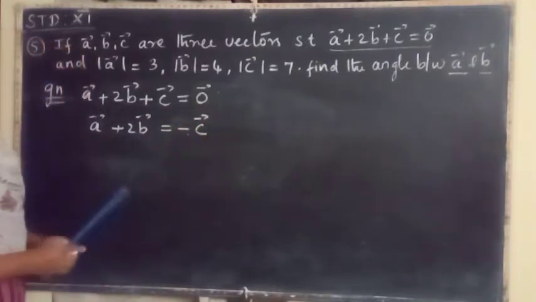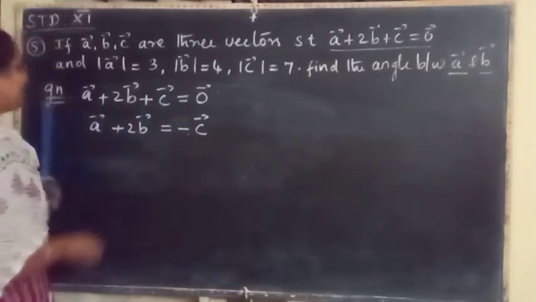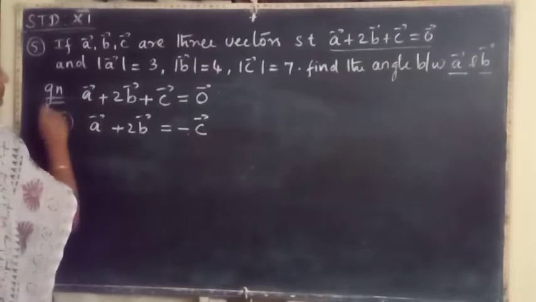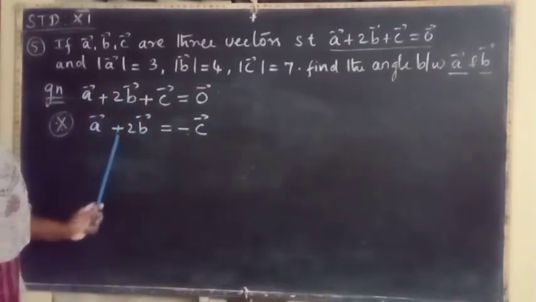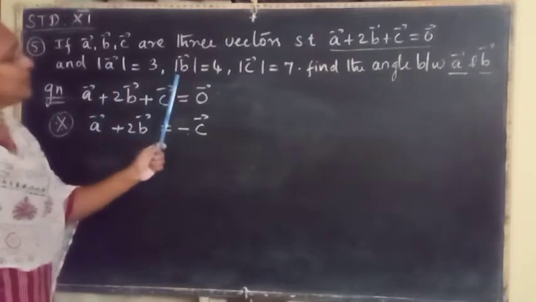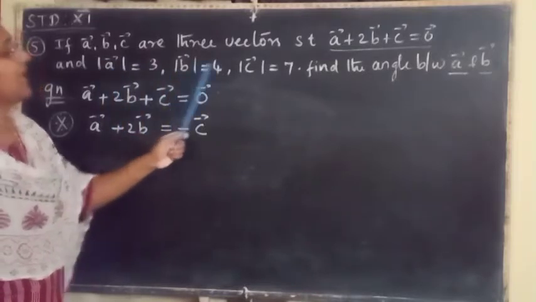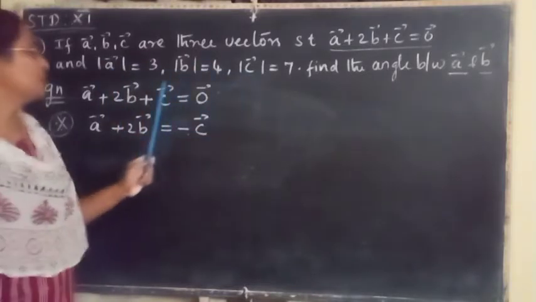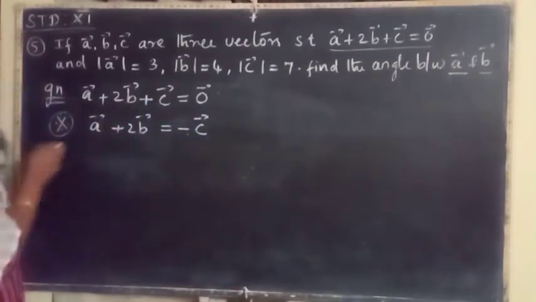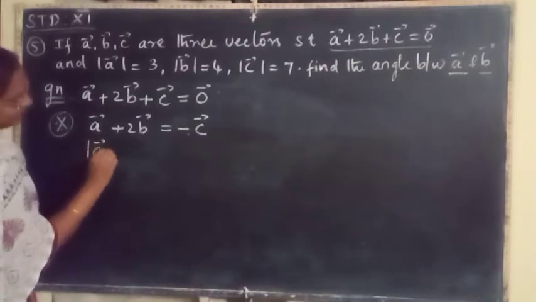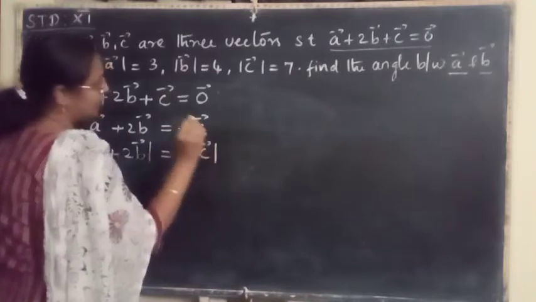Now we are going to make some modifications in this step, which is going to be a very important keyword for you. What is the clue now? Look into the values given here. It is given for modulus of A, modulus of B and modulus of C. So I am going to take modulus on both sides: modulus of A vector plus 2B vector equals modulus of minus C vector.